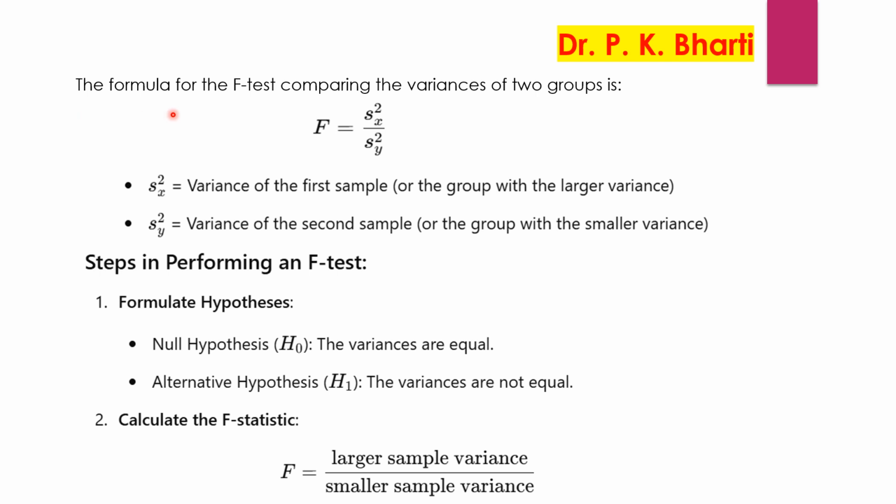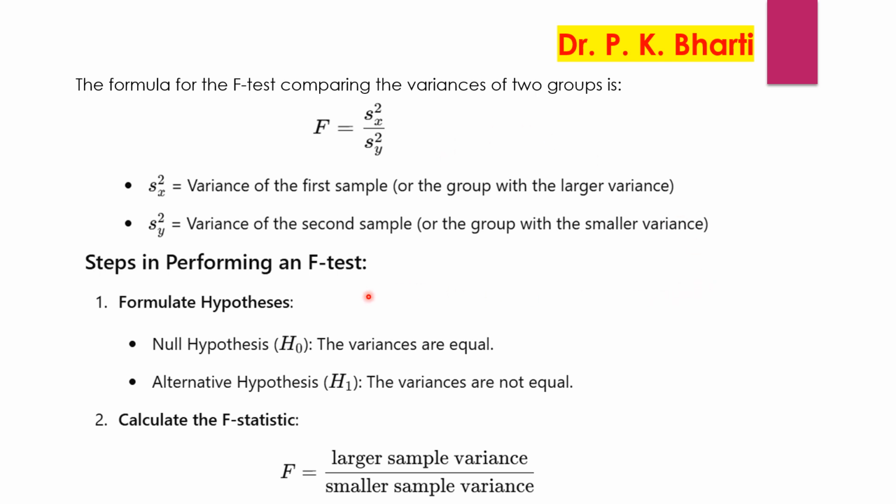The relation we use to perform F-test, which compares the variances of two groups, is F equal to Sx square upon Sy square, where Sx square is the variance of the first sample or sample X, and Sy square is the variance of the second sample or sample Y. Here it is to be noted that the group with the larger variance is always taken as sample X, while the group with the smaller variance is taken as sample Y, so that the ratio Sx square upon Sy square is always greater than 1.